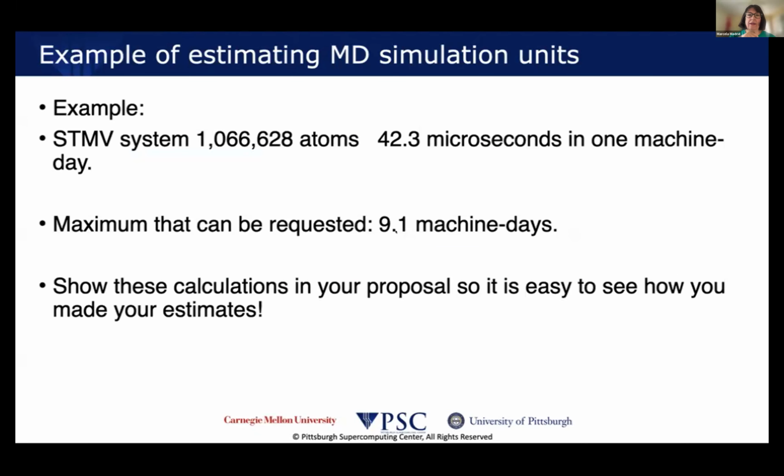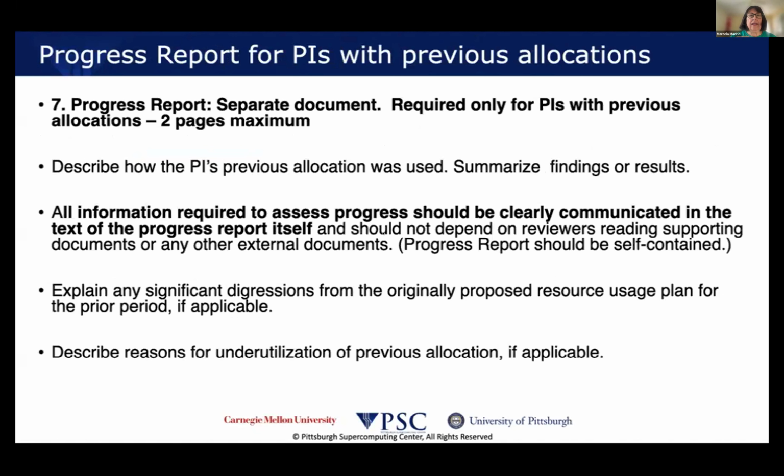And you need to show the calculations in your proposal, so it is easy to see how you made the estimates. In the proposal, we explain that the maximum is 9.1 machine days, and you are advised to target that number or half that. And so for new PIs, that's all that is needed in the proposal.